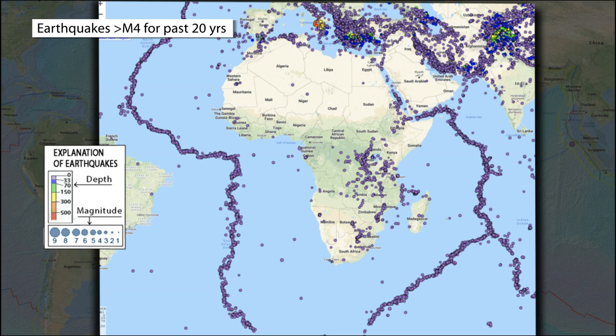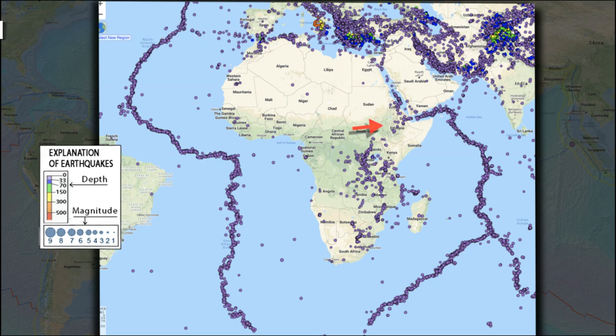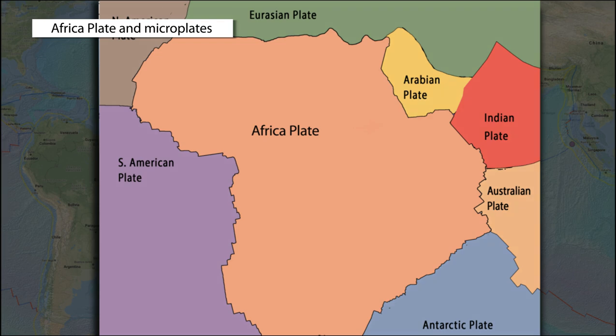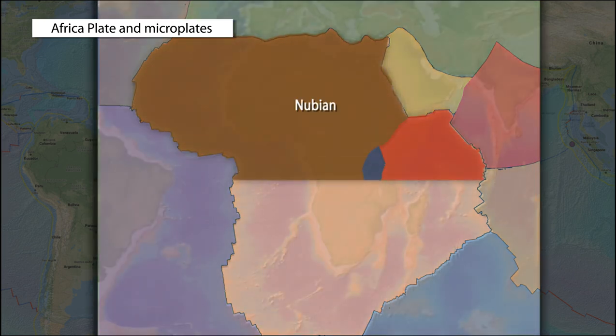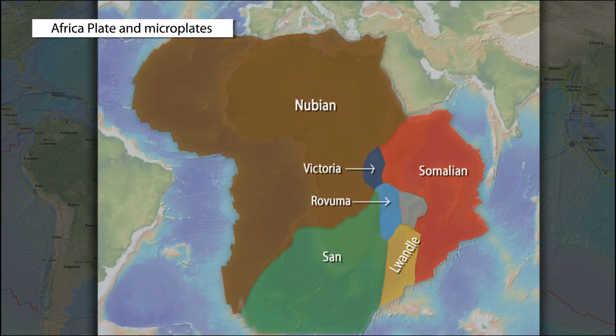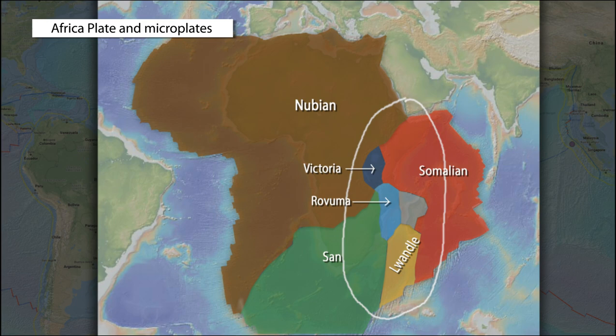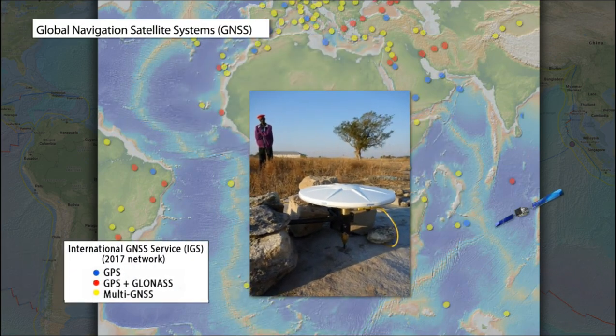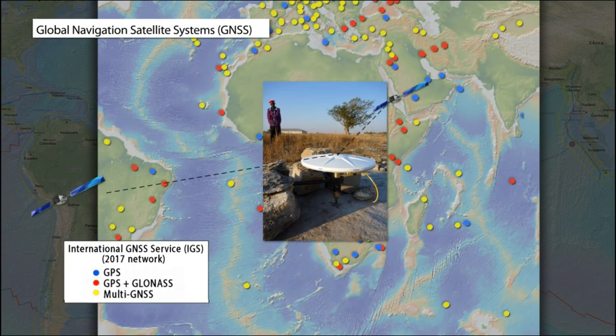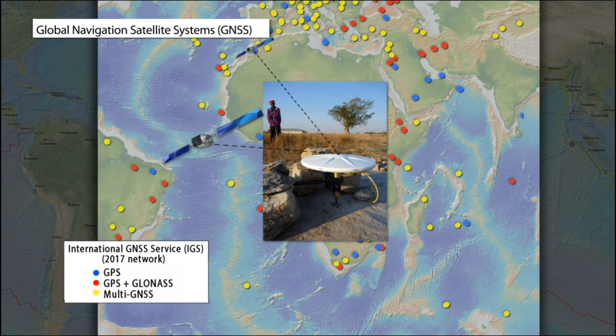But why is there a band of earthquakes slicing through the eastern part of the African continent? When we go beyond the simple world view, we discover that continental rifting is breaking eastern and southern Africa into multiple plates and microplates. Observations from both earthquakes and the global navigation satellite systems have greatly advanced our understanding of tectonics in this region. Let's begin by examining how Arabia is splitting away from Africa.